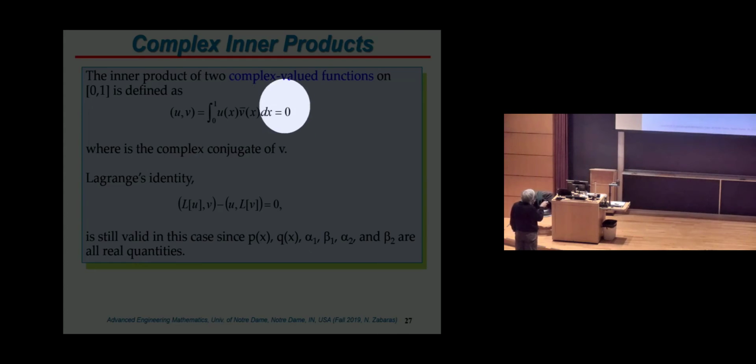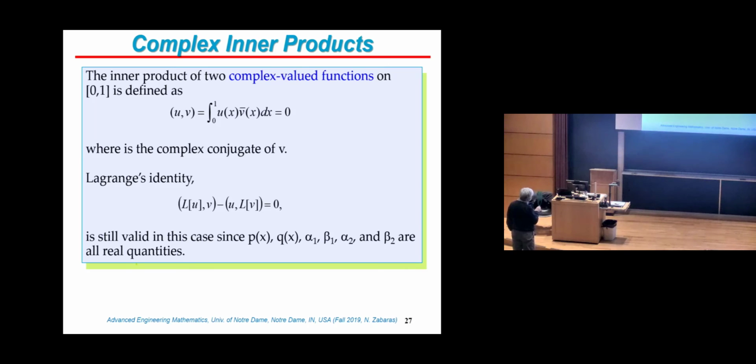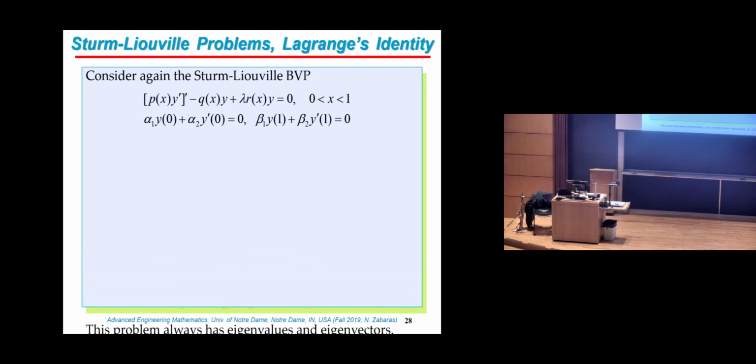So there's no 0 there, right? But this is correct, okay? So the point is, in taking this inner product, I can have my functions U and V to be complex. The only difference is the inner product has to be U times the conjugate of V, okay? Assuming all the other functions in the differential equations and all the coefficients in the boundary conditions were real. All right.